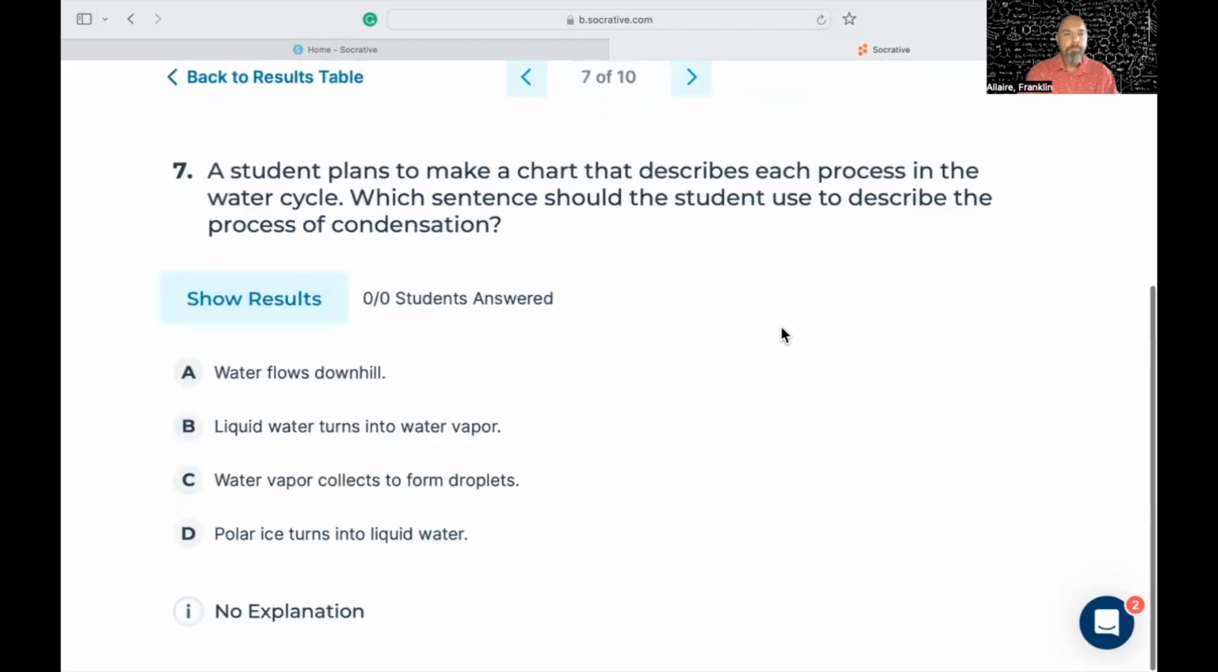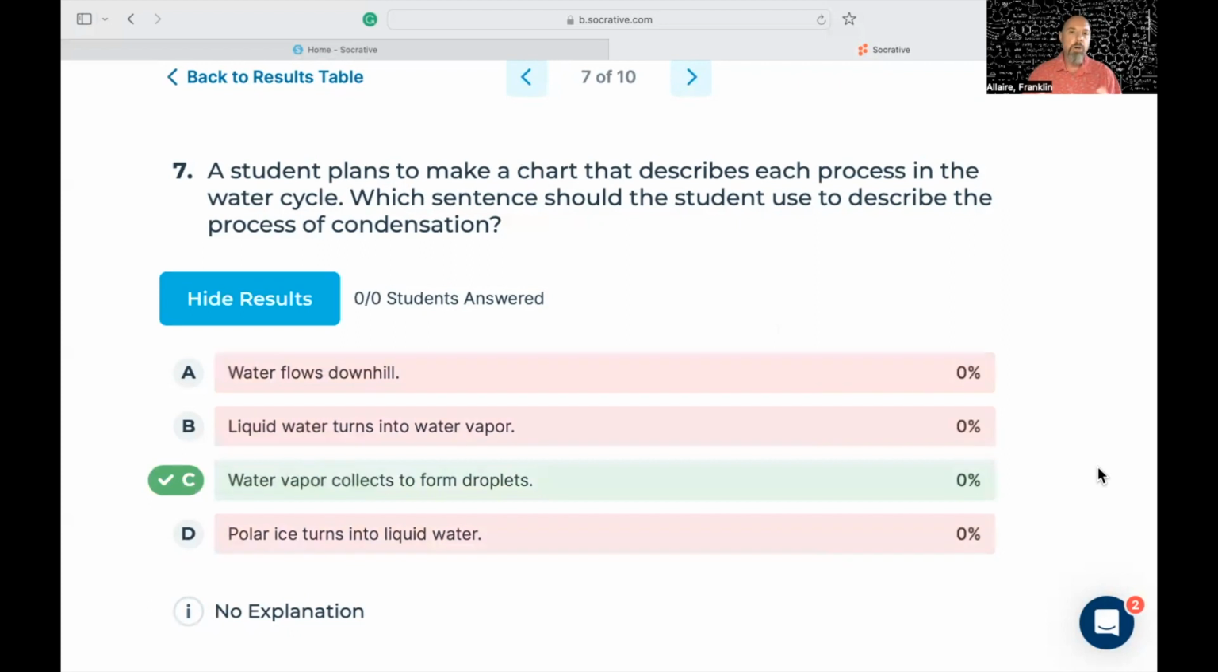Number 7, the water cycle describes a path that water can take as it cycles through the environment. You have terms like evaporation, transpiration, precipitation, condensation, accumulation, and so on. And so in this question, a student wants to make a chart of the water cycle. Which sentence describes the process of condensation?